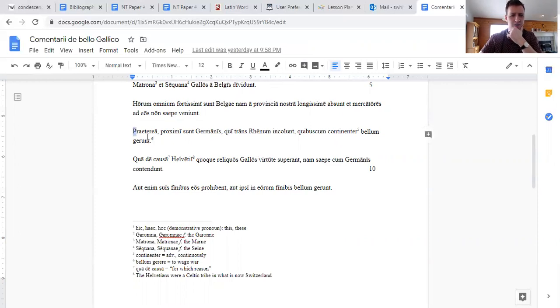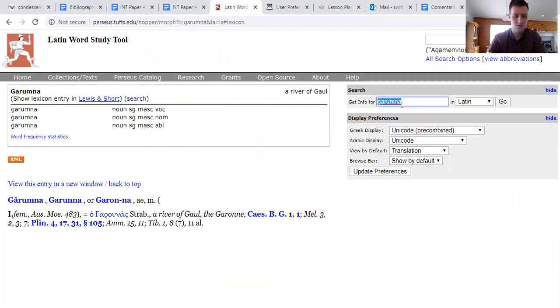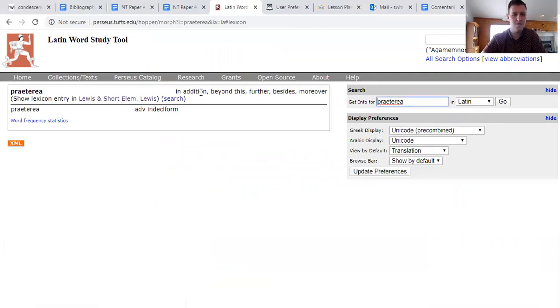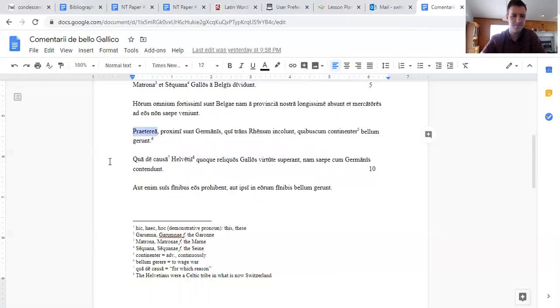Now, praeterea proximi sunt Germanis, qui trans Rhenum incolunt, quibuscum continenter bellum gerunt. Praeterea, it's a causal word. Let's look it up here just to be sure. Praeterea, in addition, pardon me. Beyond this, in addition, besides. Okay, so we know the Belgians are the strongest because they're furthest away from the culture and commerce of Rome, of our province. And furthermore, proximi sunt Germanis.